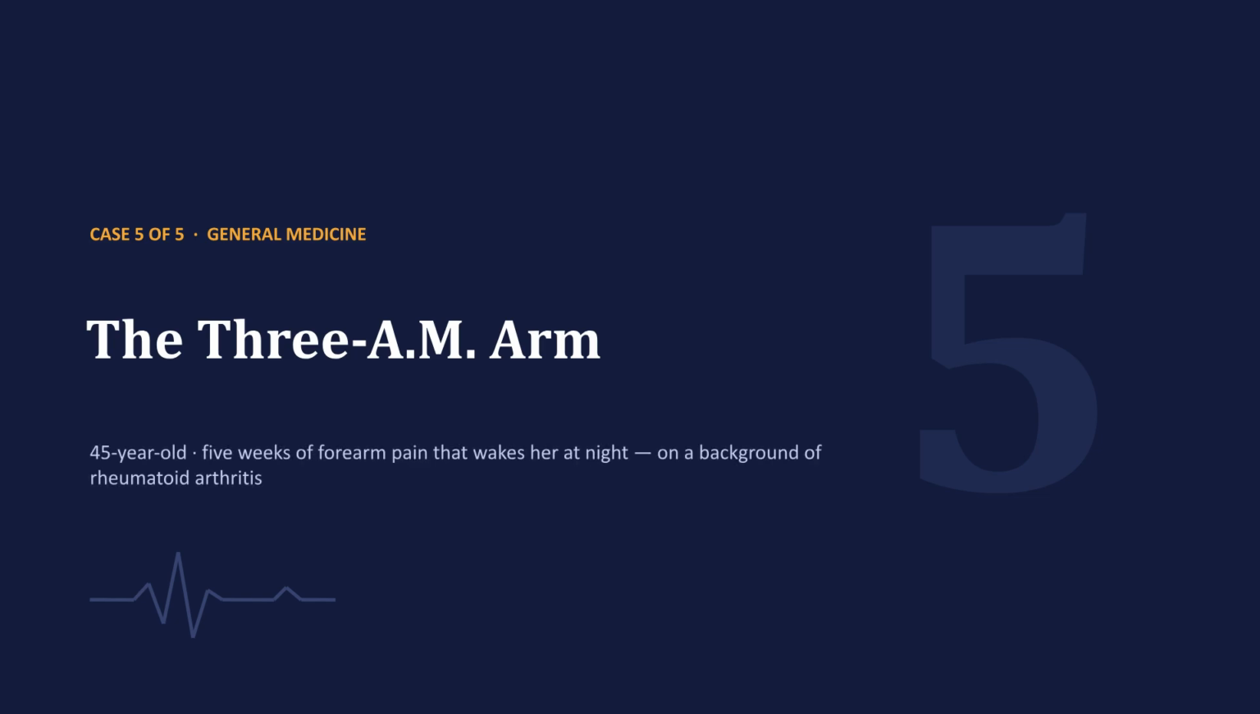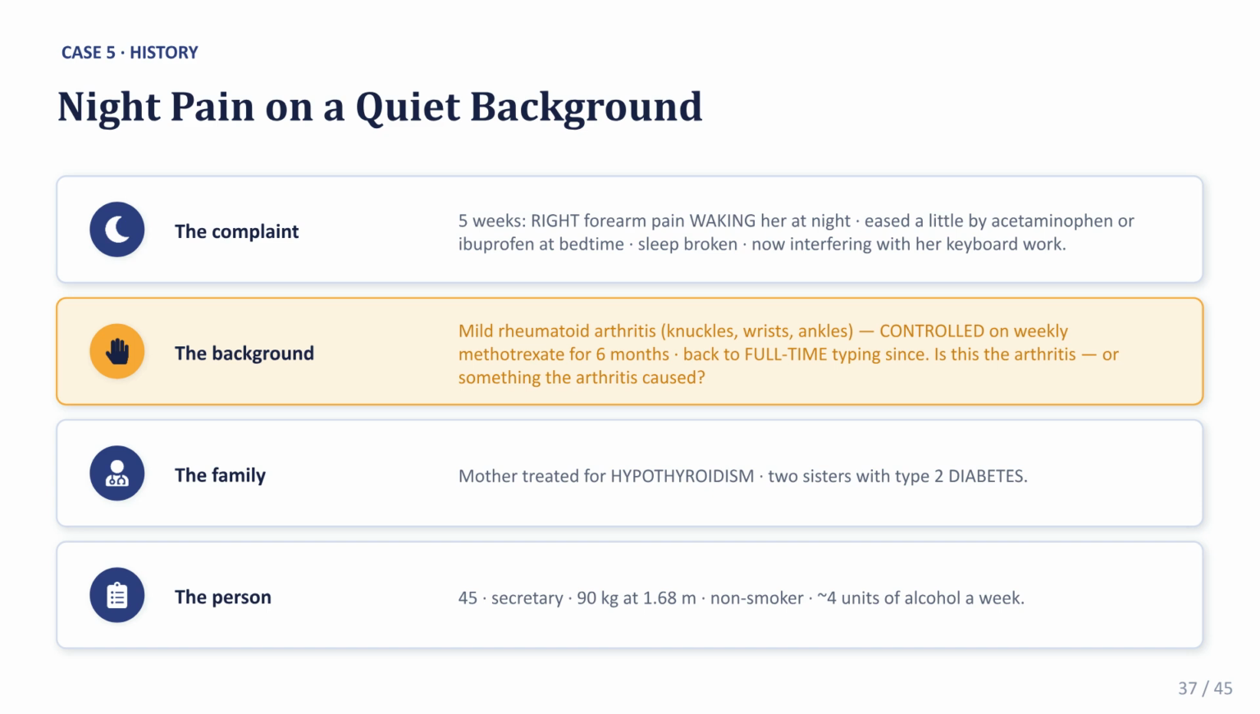A 45-year-old secretary complains of forearm pain that wakes her at night. She has rheumatoid arthritis, but her joints are quiet. Everyone is blaming her arthritis, but the real issue is something else entirely, waiting in the dark. Her history shows 5 weeks of right forearm pain, worse at night, and interrupting her work. She has well-controlled rheumatoid arthritis and a family history of hypothyroidism and diabetes.